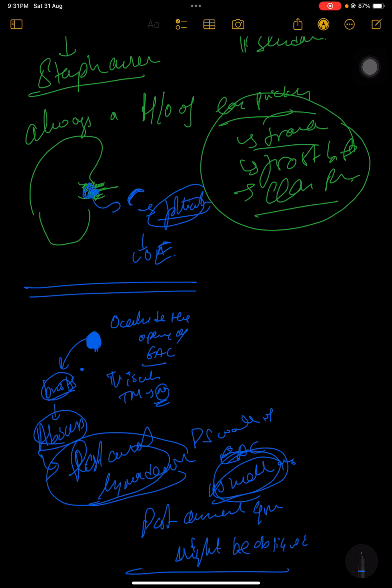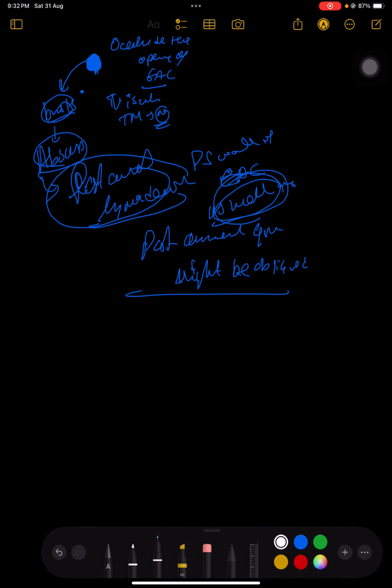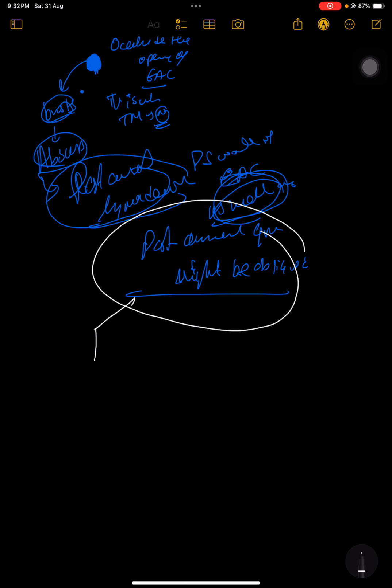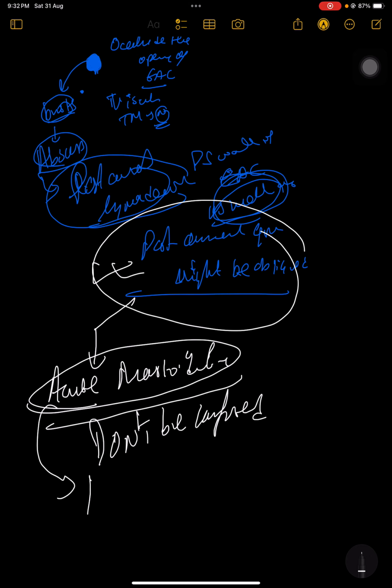So can you tell me one condition where the post auricular groove is obliterated? The condition where the post auricular groove is obliterated is acute mastoiditis. So in the case of acute mastoiditis, the post auricular groove is obliterated. So don't be confused. In the case of acute mastoiditis, there is an ironed-out mastoid.